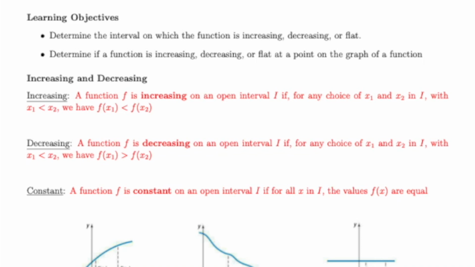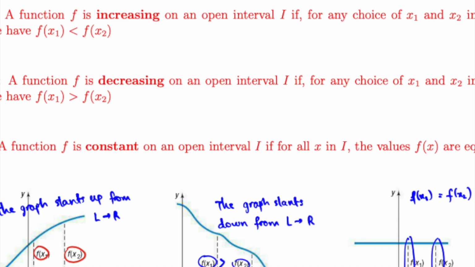So let me go through a few definitions before we look at examples. The first definition is increasing functions. It says that a function f is increasing on an open interval I if for any choice of x1 and x2 in the interval I, with x1 always less than x2, then the height of the function at x1 has to be less than the height of the function at x2.